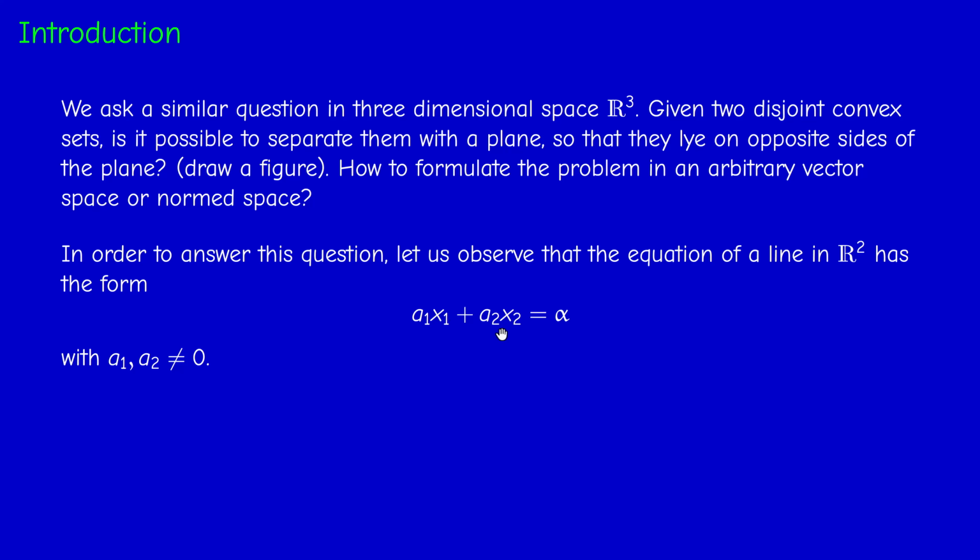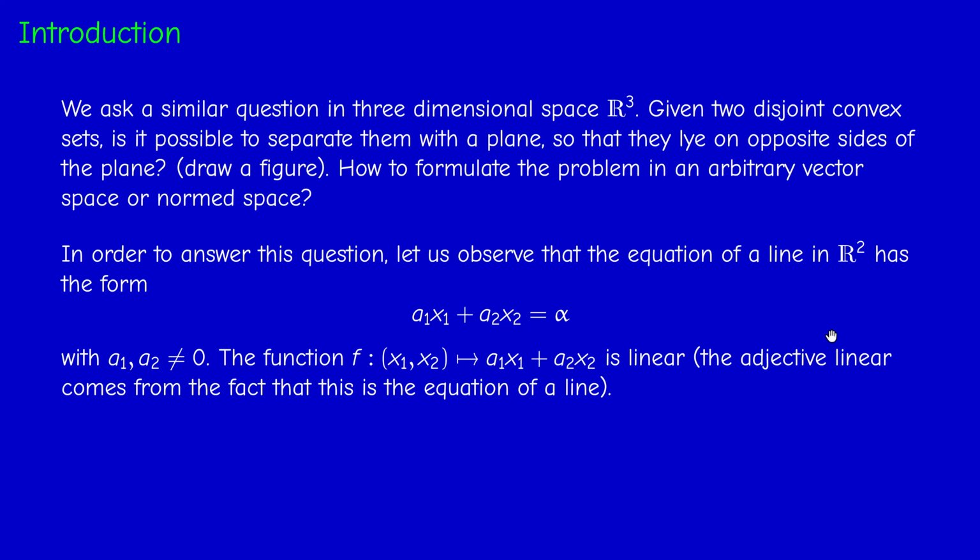If a1 is 0, then this is just a horizontal line. If a2 is 0, then this is a vertical line. Okay, so the coefficients do not vanish at the same time. So this function of x1, x2 is not trivial. It's not the 0 function. Here I meant (a1, a2) is not 0. Now the function of two variables from R2 to R given by this formula, where a1 and a2 are constants, is a linear map, actually, from R2 to R.